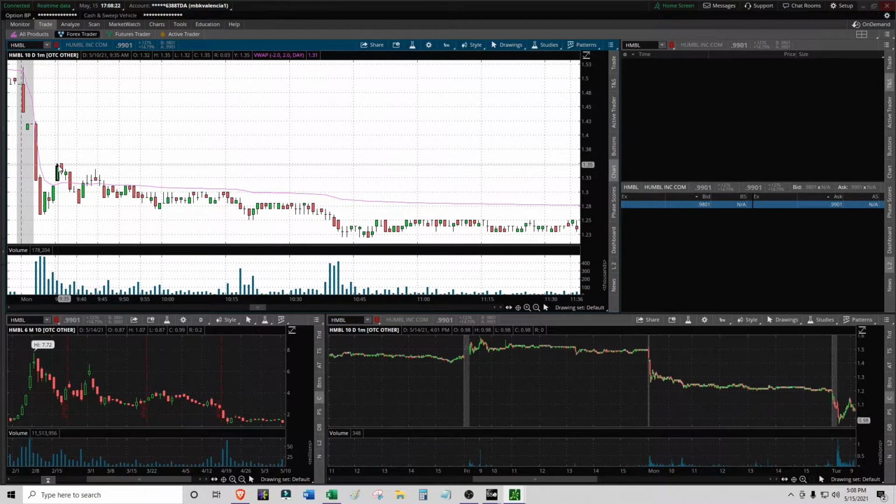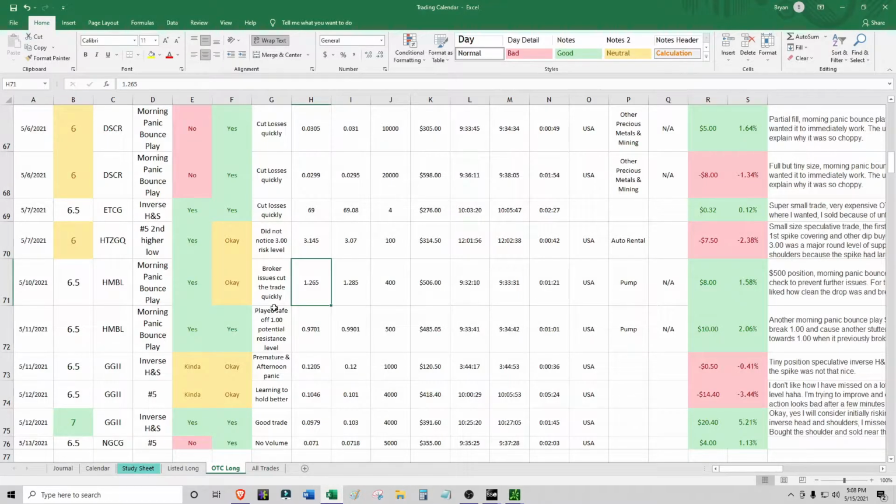Am I mixing up my numbers? I hope not. Just need to work better on, this is one definitely where I could have held longer and I would have been much more profitable. I need to stop being so chicken when it comes to that.